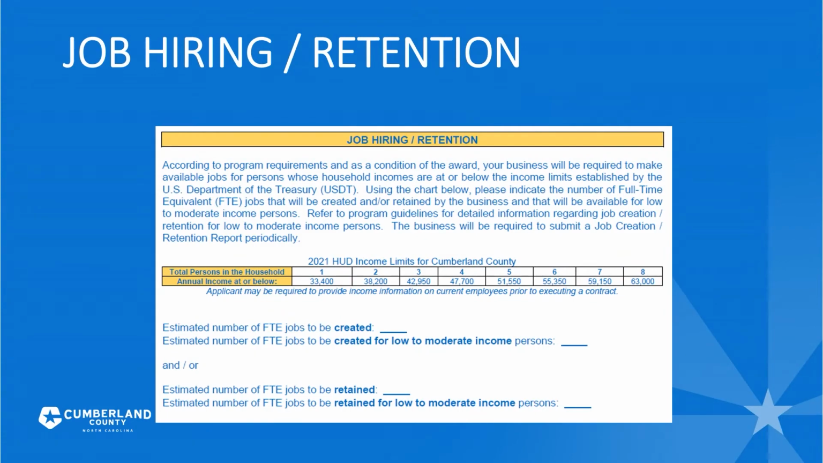In the job hiring/retention section, we ask you to estimate the number of FTEs or full-time employee jobs that will be created through this program. And then we ask, of those, how many will be low to moderate income persons? So for example, if your intention is to create 5 jobs, you would write 5 jobs on that first line. And if all 5 are intended to be low to moderate income persons, you would indicate 5 again. There is also a section to identify the number of FTEs retained and how many of those are low to moderate income households.